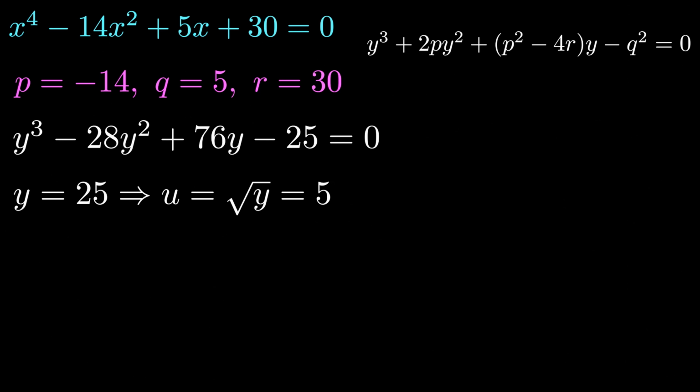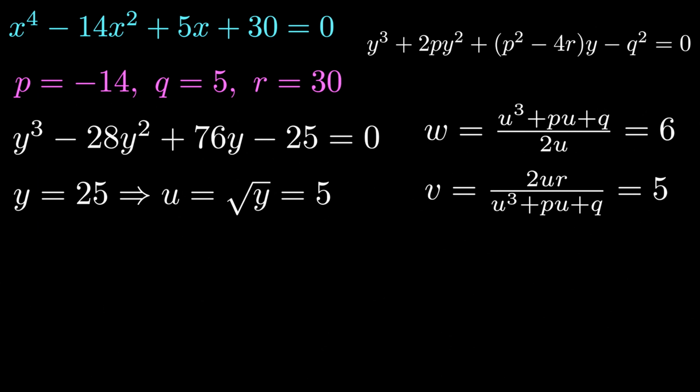Now that we know what y is, we know what u is. Because we set y to be equal to u squared, u is equal to the square root of y, which is equal to 5. And this in turn allows us to figure out what w and v are. We have w is equal to 6 and v is equal to 5 if we input all of our values for u, r, p and q into our formulas for w and v.